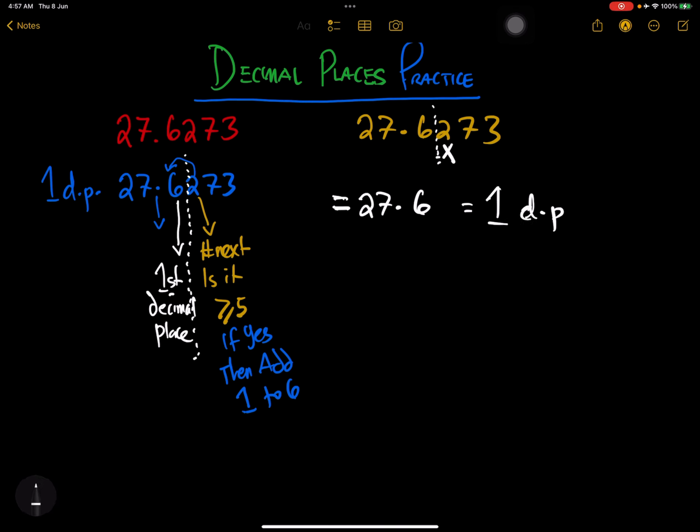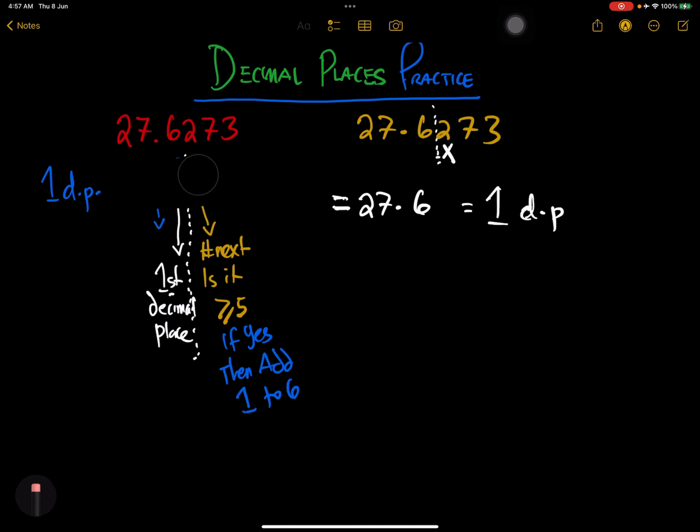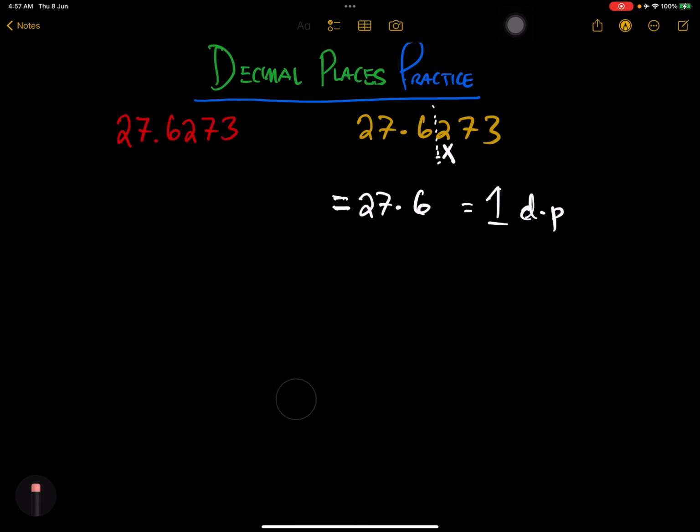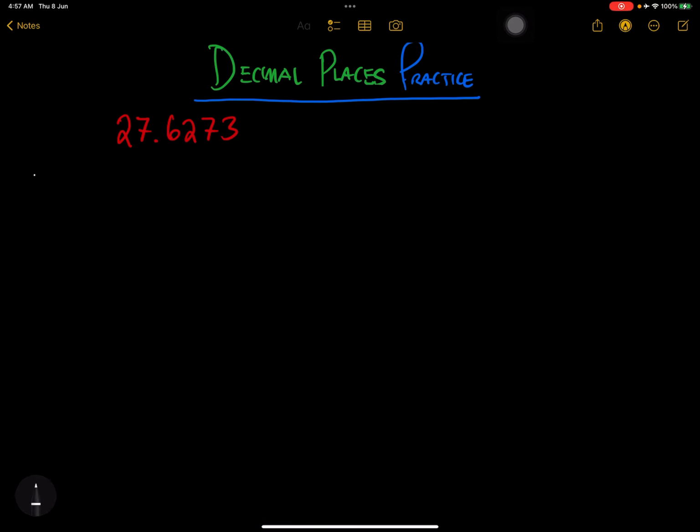I hope this helps. Let's try the same problem, and we're going to look at two decimal places. Let's try it and see. So let's say that you're being asked to write this in two decimal places. Just imagine that for a second. So we're going to rewrite this again. You're going to have 27.6273.